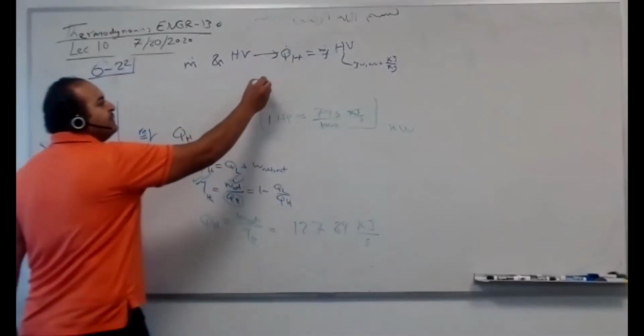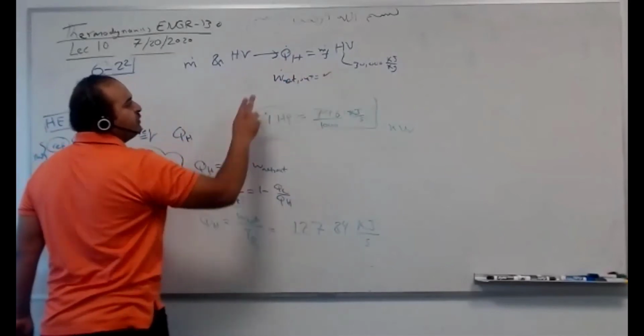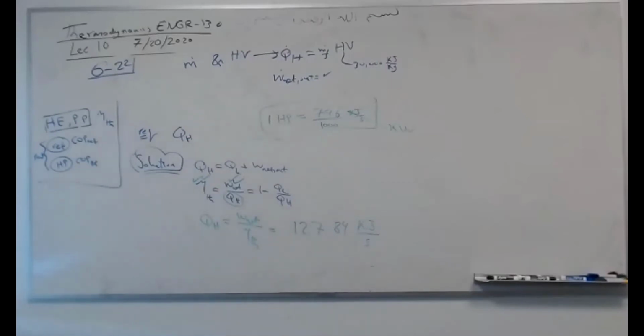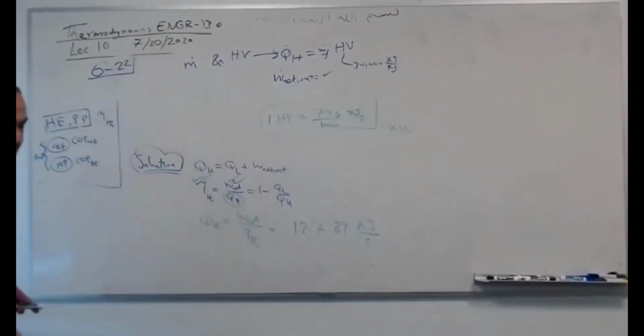And I give you W dot net out. I give it to you also. If you divide this by this, you can get thermal efficiency: output over input. It was 150 megawatt. So we can keep even the same problem, everything the same, like this. The solution is the same.